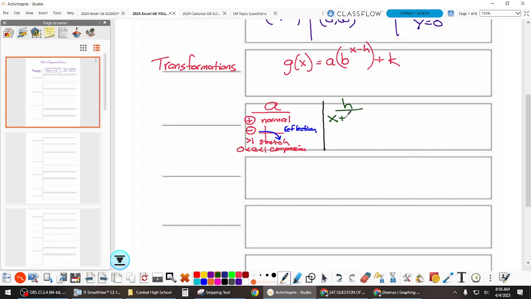H. If it says x plus h, I don't like that. I don't want to write it that way. That would be confusing. Don't put h there, but if it says x plus a number, then which way does it go? Left. So h is negative, so it goes left. If it says x minus a number, h is positive, so it goes to the right.